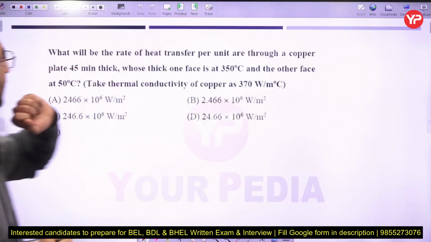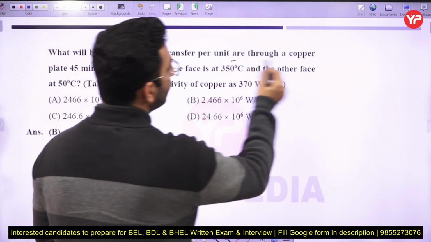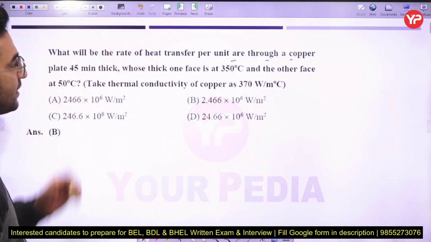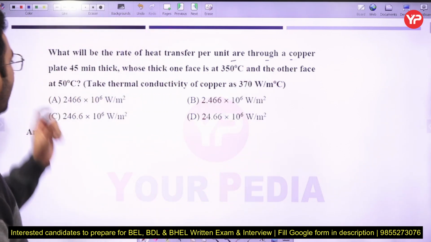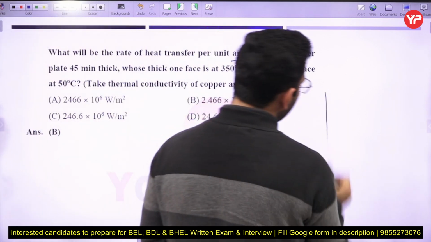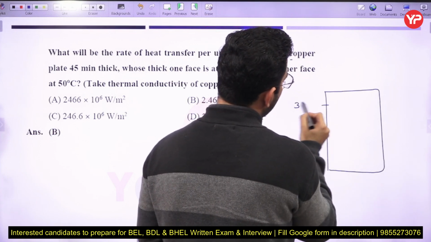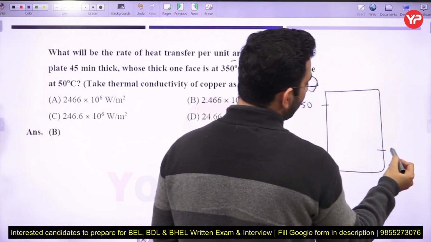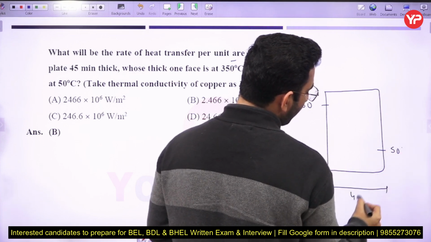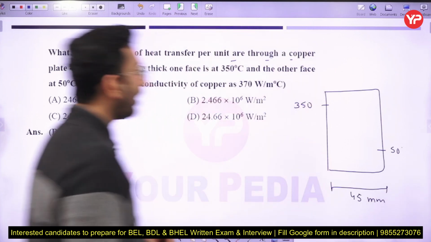Now the next part is, what will be the rate of heat transfer per unit area through a copper plate 45 millimeter thick, whose one face is at a temperature of 350 degrees Celsius and the other face is at a temperature of 50 degrees Celsius. So here we have a copper plate whose one side is maintained at a temperature of 350 degrees Celsius and the other side is maintained at 50 degrees Celsius, and the thickness of the plate is 45 millimeter.